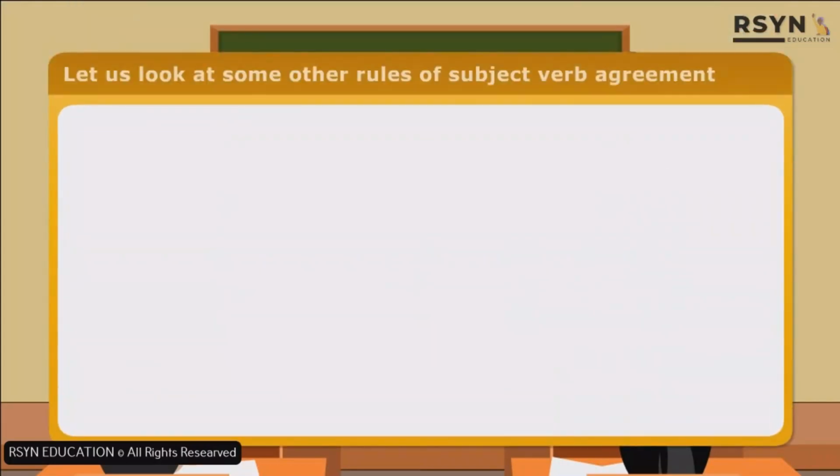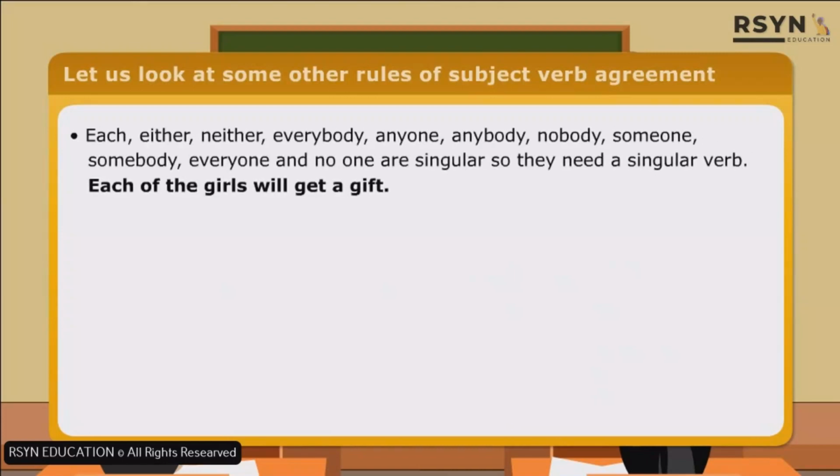Let us look at some other rules of subject-verb agreement. Each, either, neither, everybody, anyone, anybody, nobody, someone, somebody, everyone, and no one are singular, so they need a singular verb. Each of the girls will get a gift.